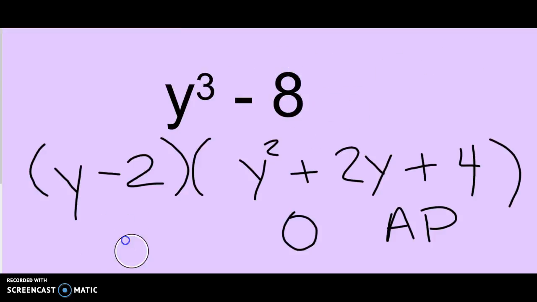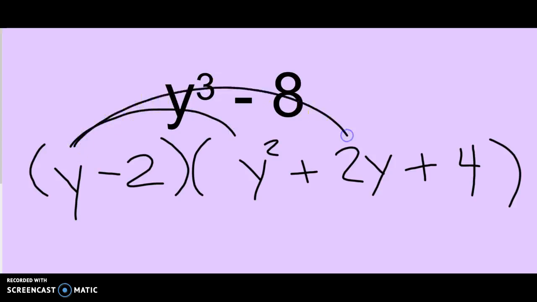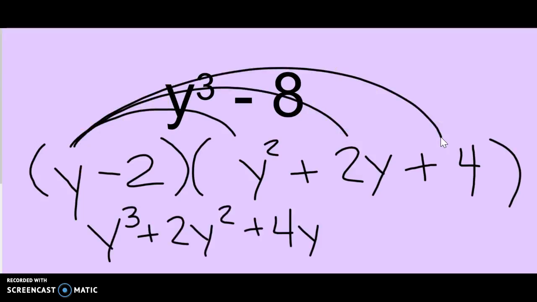So if you went back and multiplied all this together, and you can't use FOIL, you just got to multiply, you would end up with a lot of terms canceling out. So take a minute right now and go and multiply. I'm going to have you just multiply the y first. Just multiply y times y squared, y times 2y, and y times 4. Once you did that, you should have gotten these terms right here, y cubed plus 2y squared plus 4y.